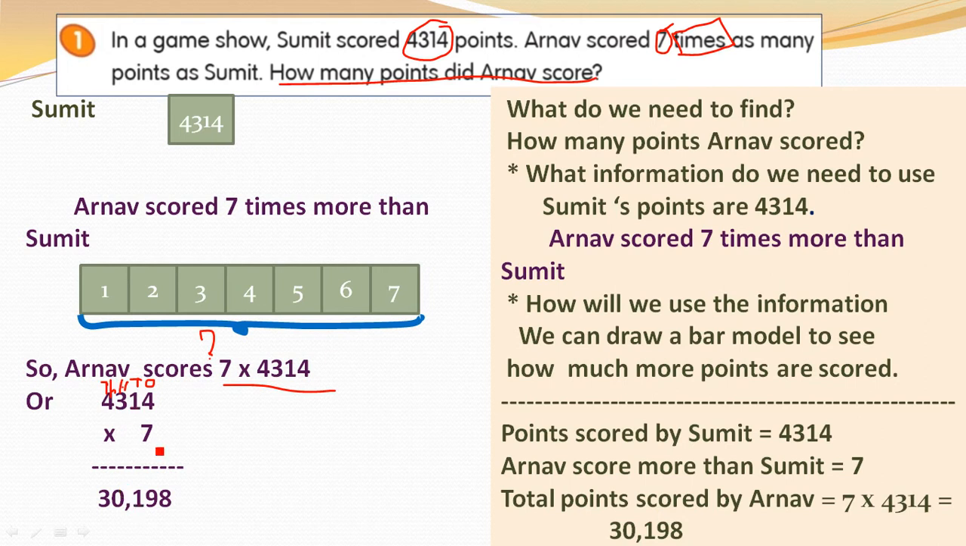1 carry over 2. 7 fours are 28. 28 plus 2 is 30. So the total points scored by Arnav is 7 times 4,314. So we can write the statements also. These are the statements.